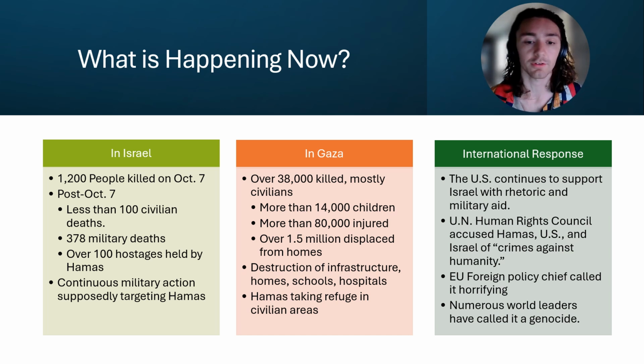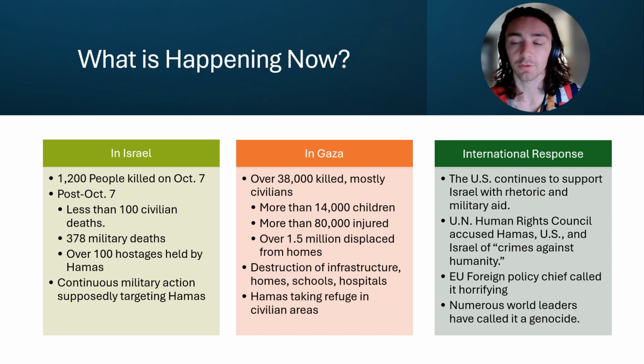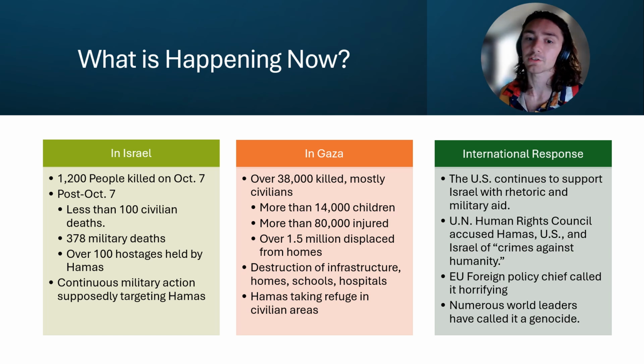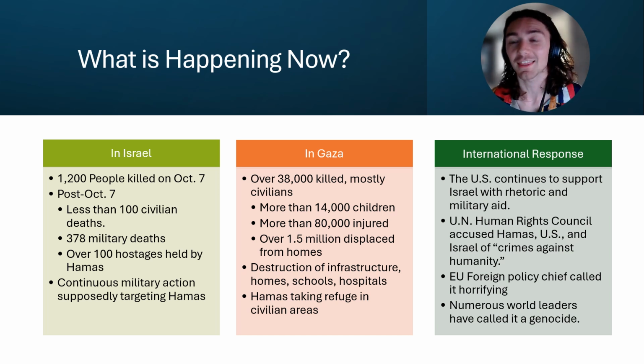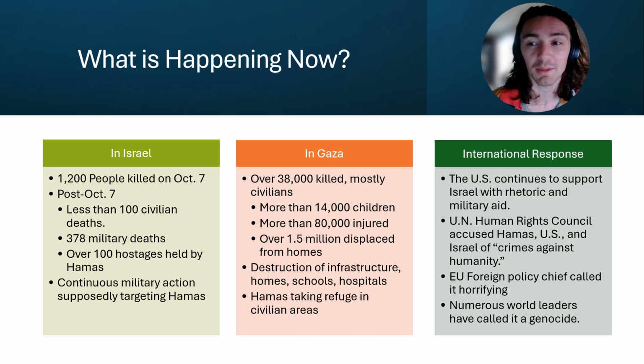destruction of infrastructure like homes, schools, and hospitals, and Israel claims that the reason for these attacks in civilian areas is because that is where Hamas is taking refuge. Israel is blaming Hamas for this, saying that they had no other choice, and Hamas is saying that they very much have a choice in killing 38,000 different people in civilian areas.